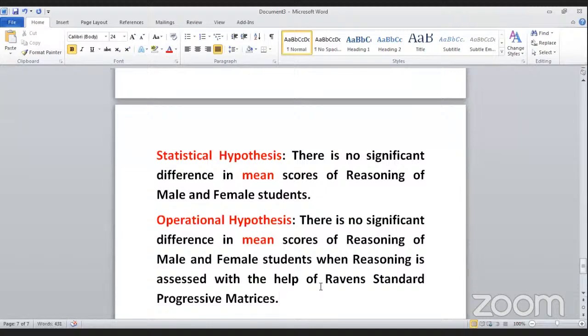Now just see, when I am writing this one, Raven's Standard Progressive Matrices, this is the name of the tool which I am using for assessing reasoning. So when you are writing the operational hypothesis, you have to mention the tool which you will be using. But when you are formulating the statistical hypothesis, you need not mention the tool.